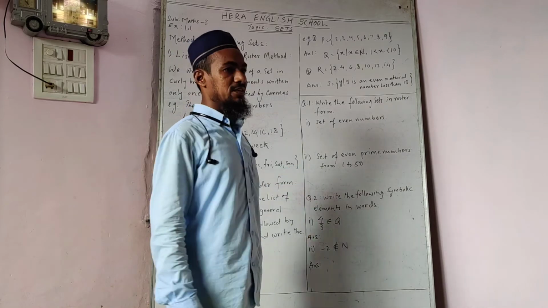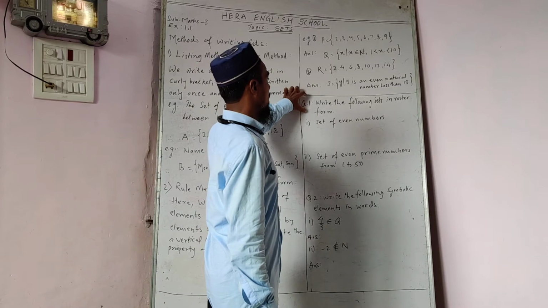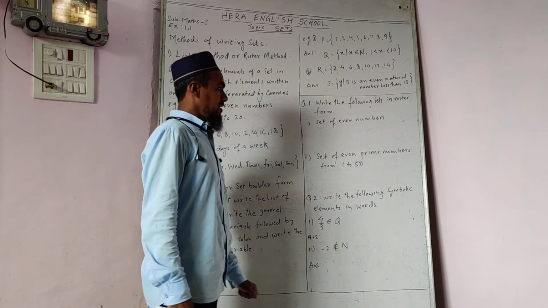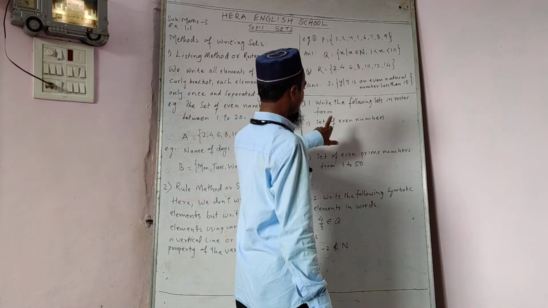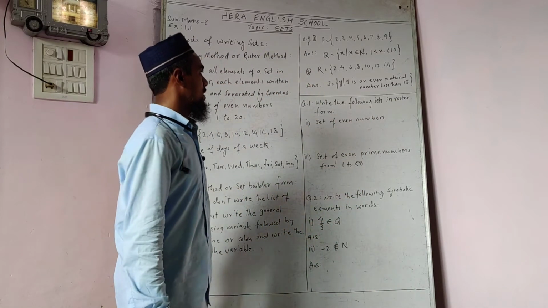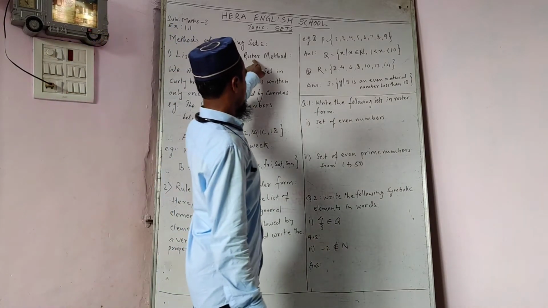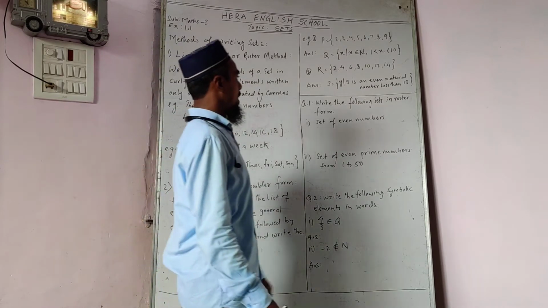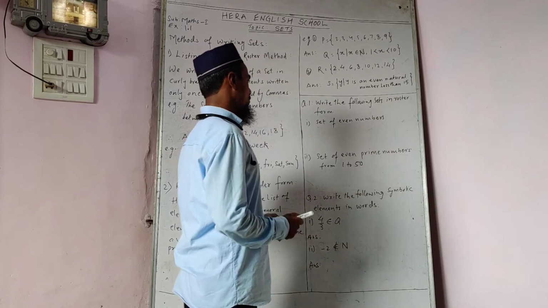Now come to our exercise 1.1. We have question number 1. First, write the following set in roster form. Number 1: the set of even numbers. In which form do we have to write this one? Roster method, the first method, which means listing method. Here we have to write the set of even numbers. Even numbers you know very well.